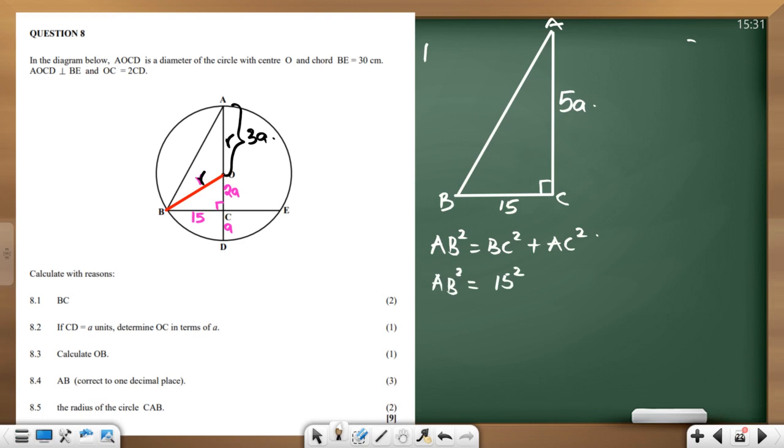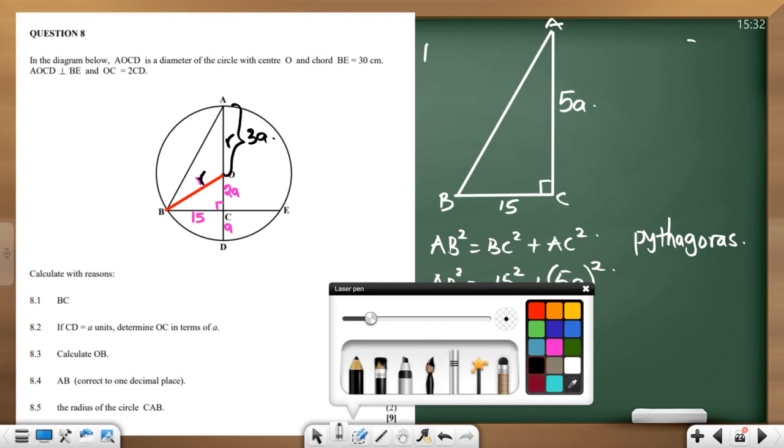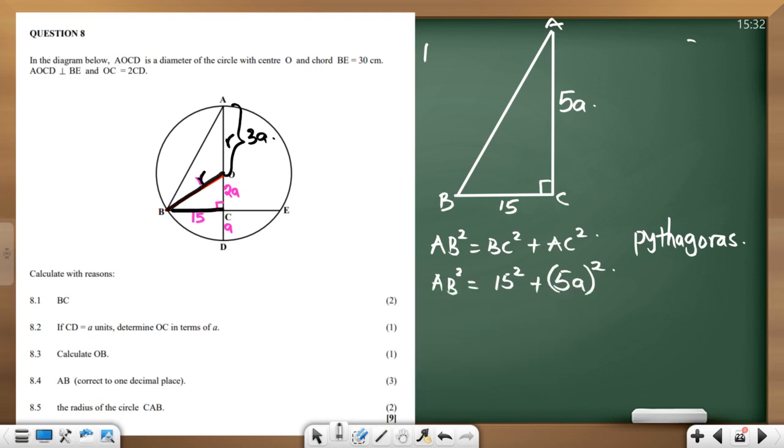My BC. The value of A somewhere. Let's go back. This is Pythagoras. Calculate OB. Where's my OB? Okay, OB is that radius again. It means we should be able to get a value for OB. Okay, let's think through together. We need to be able to get a value for OB. OB is my radius. That is 15.